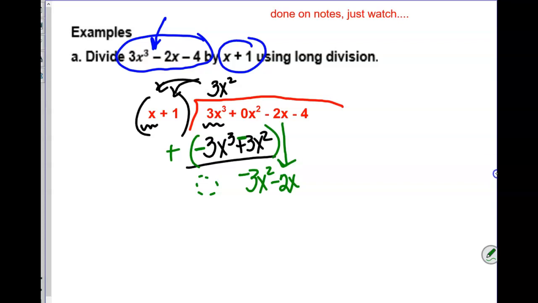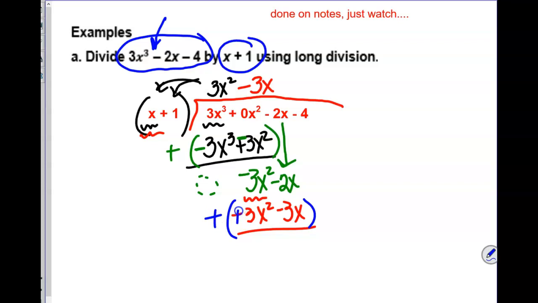Then you repeat the process. X times what will become exactly negative 3x squared? Negative 3x. You multiply it by both of those terms, so you get a negative 3x squared and a minus 3x. Then you are subtracting this entire quantity or adding the opposite. Now adding the opposite gives me another 0 here, but back here I get a positive 1x. I bring down this minus 4.